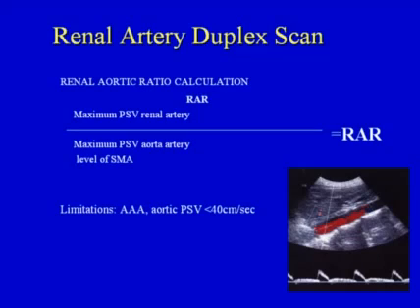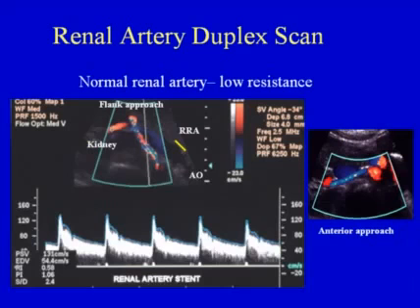Now, the limitations to this technique: abdominal aortic aneurysms will give you an erroneous spectral Doppler velocity, or if the aortic PSV is less than 40, this will give you a falsely elevated renal aortic ratio. So it is important to note that when the abdominal aorta is not normal or has low velocities or extended high velocities greater than 125, the renal aortic ratio is not calculated.